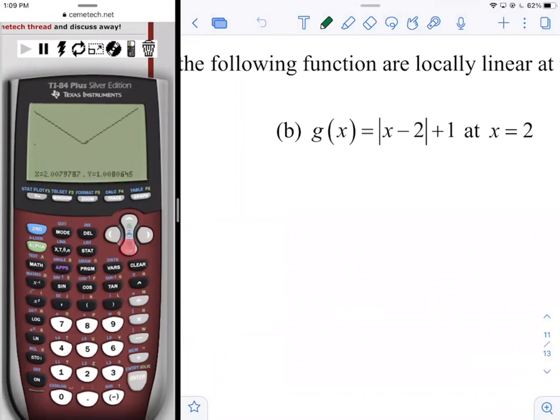Is it flattening out? Can you tell? Is it starting to look linear? I've zoomed in quite a bit, right? And it's still looking like a V for victory graph, right? Now, if a victory to us is turning into one straight line, then this V for victory is kind of mocking us, right? It's not straightening out.